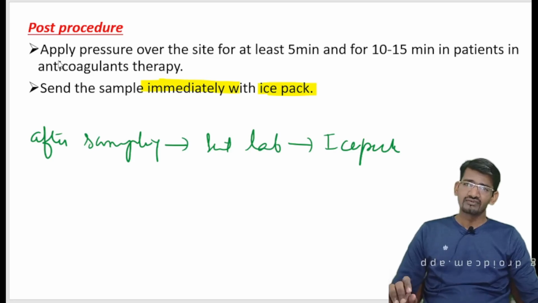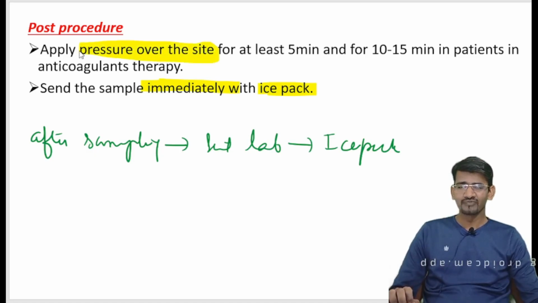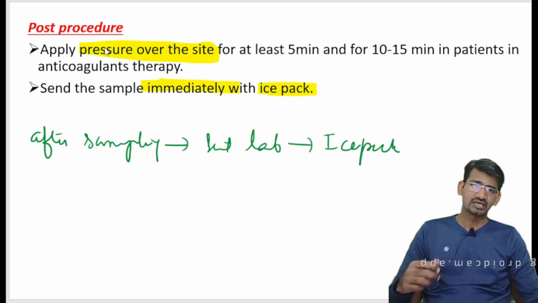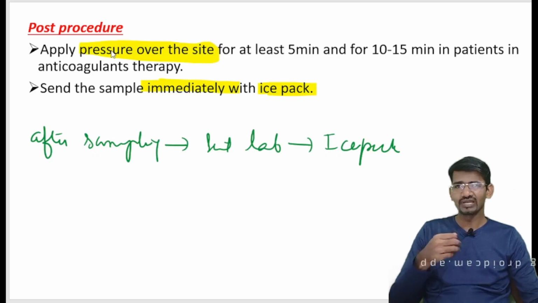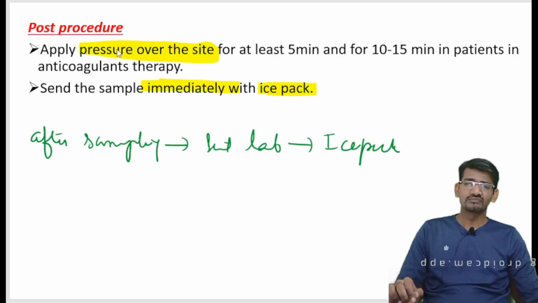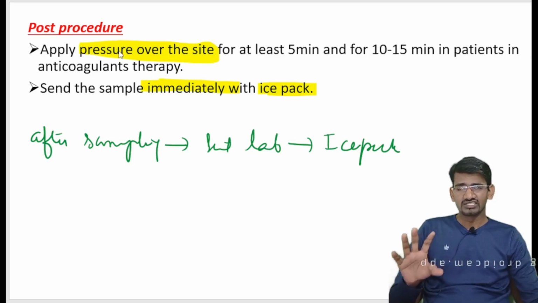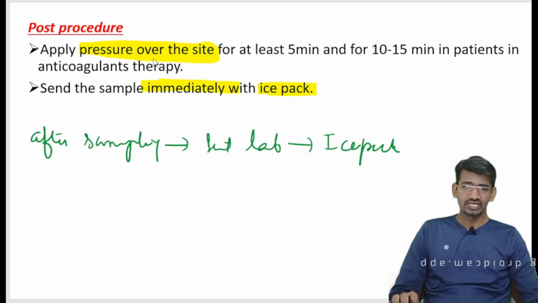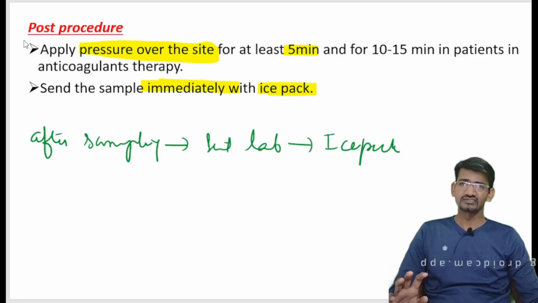Then after drawing the blood, we should apply pressure over the site. This is very important because you have pricked the artery, which has more pressure. If you leave it like that, oozing of the blood can occur, and a hematoma will form at the site. So to prevent that, we should apply a firm pressure over the site for at least 5 minutes. Okay, in the case of normal patients, 5 minutes.